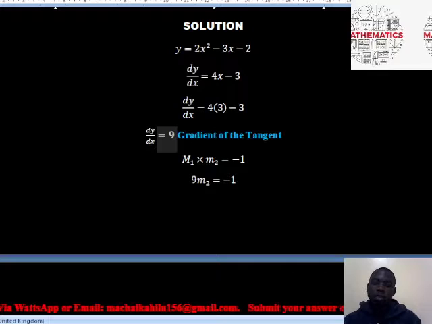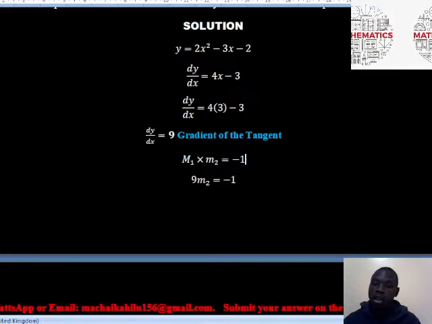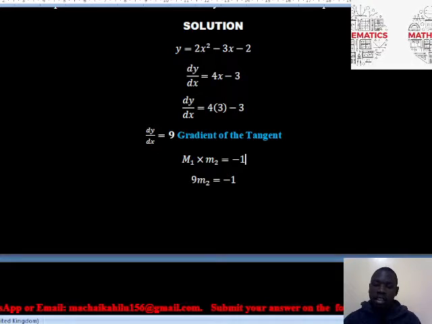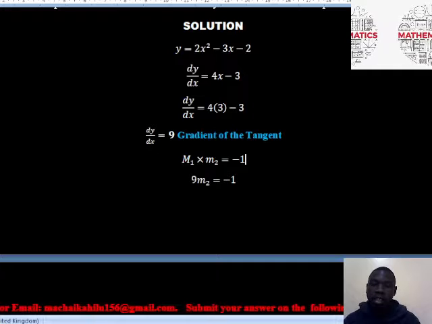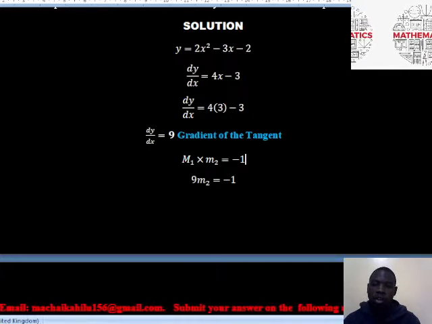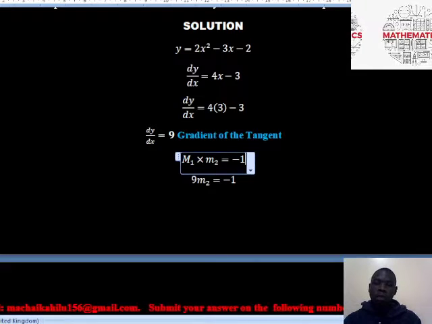For you to be able to find the gradient of the normal, there's a formula that we normally use. That formula is this formula here. Hope you are able to see it.